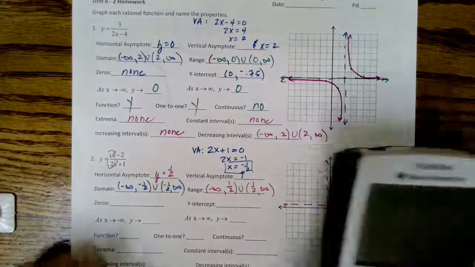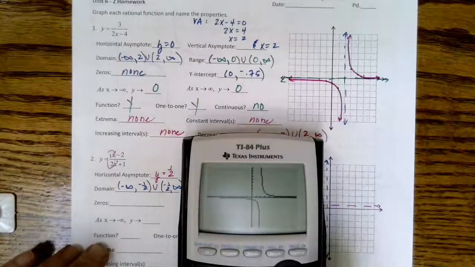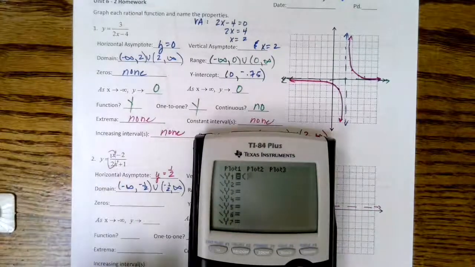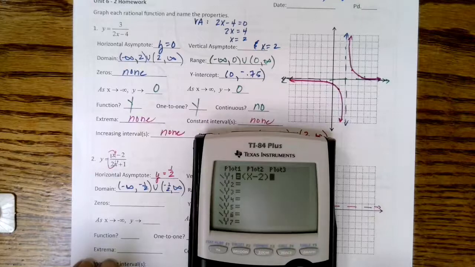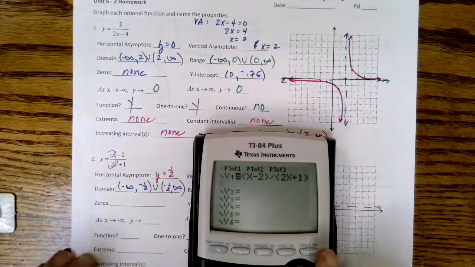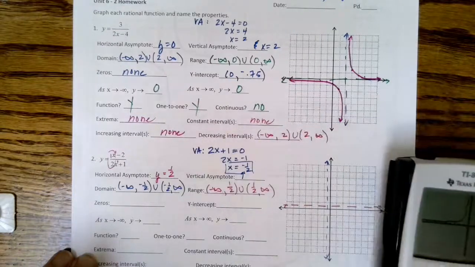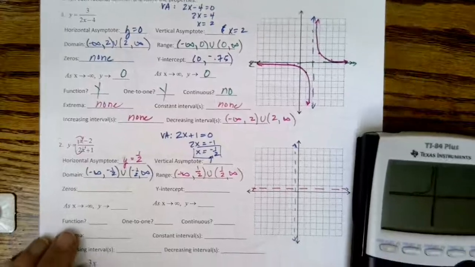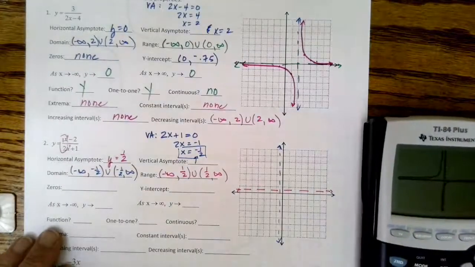I'll go ahead and enter my equation into my graphing calculator to take a look at the graph. Make sure I use parentheses: (x minus 2) divided by (2x plus 1). I'll take a look at the graph. See, that kind of fits where I had predicted things were going to be going. So I'm in good shape.